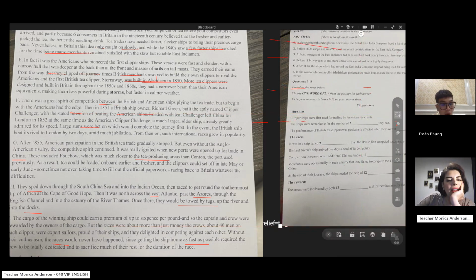And they would be towed by tugs up the river. So let's talk about this word. To tow by tug means to pull. So this is the meaning of to pull. And when, for example, you pull something quickly by force, it's pull tug. So this is the first one.